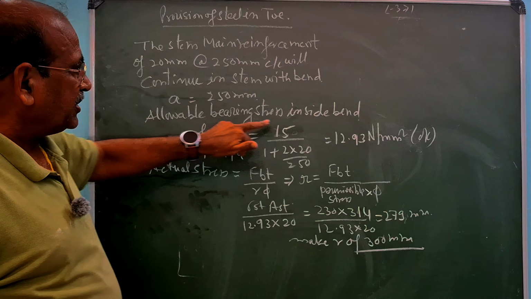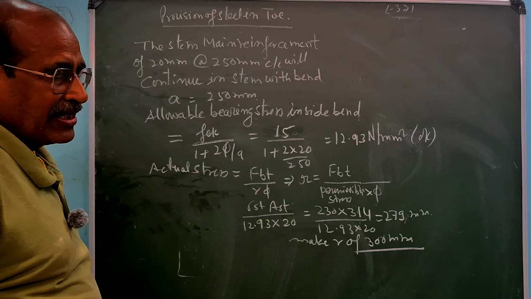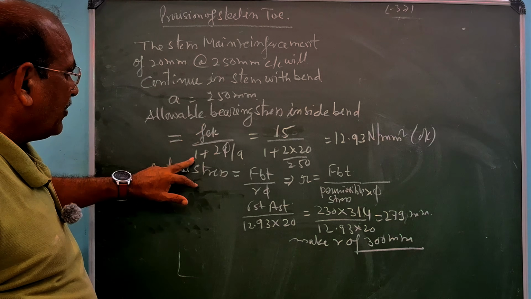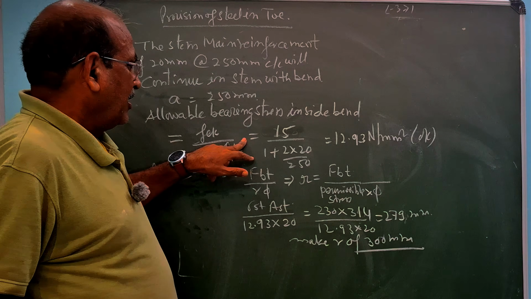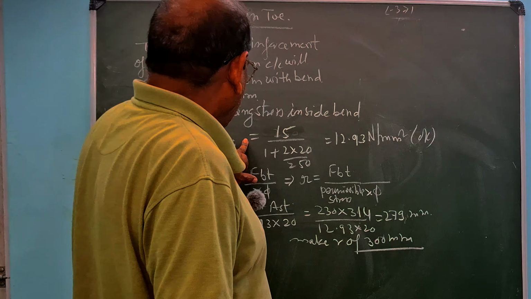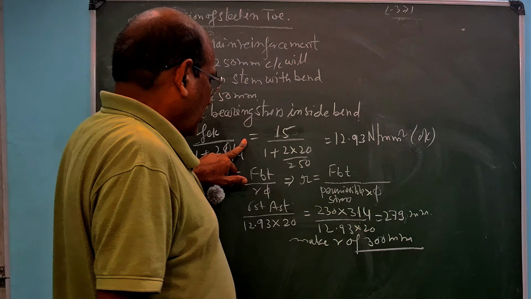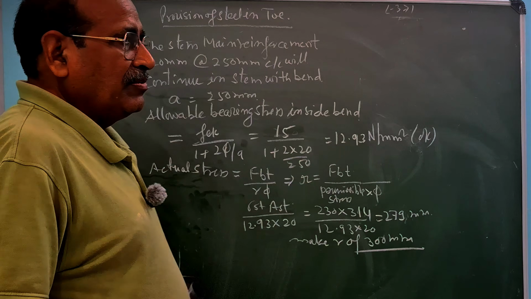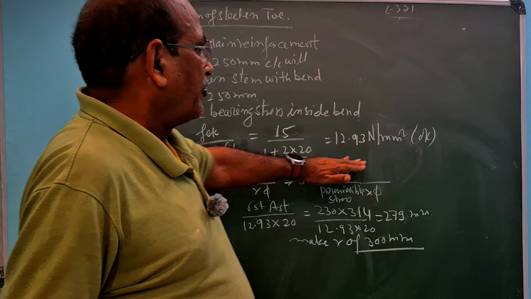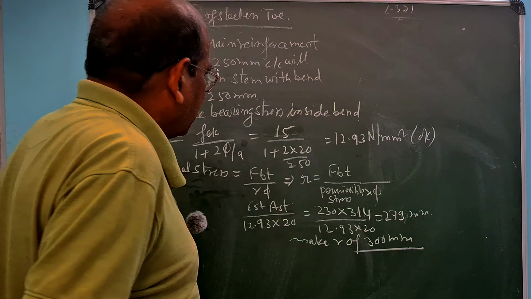Allowable bearing stress inside bend, what will it be? That is FCK upon 1 plus 2 R upon A. So FCK, if you have taken M15, M15, then this is 15 upon 1 plus 2 into 20 by 250. So this is 12.93. If you take 20, this will be 20.